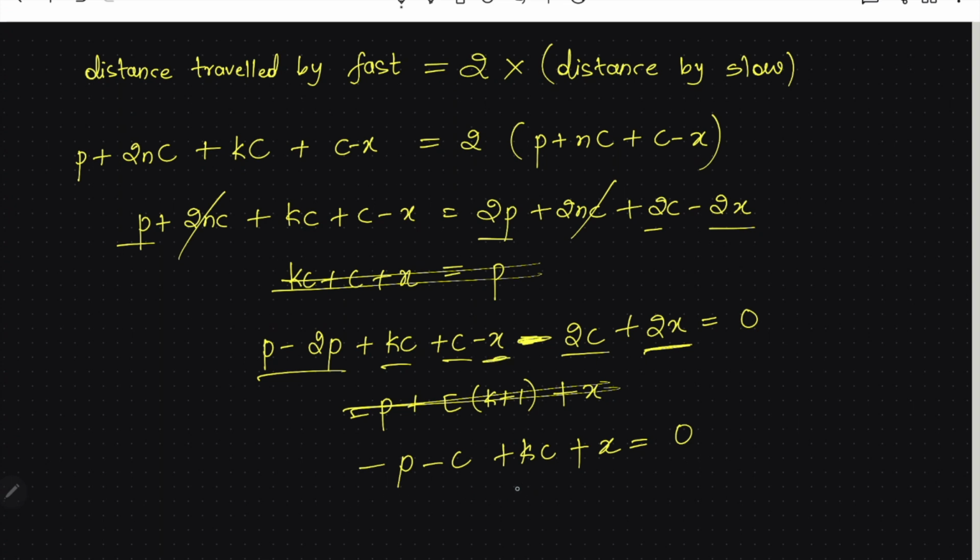And now if we can simplify this thing, if we move the p to the right side, then it becomes p equals x plus c times k minus 1. So this is what we need to understand this equation further in terms of what is happening in terms of slow and fast pointer. So after simplifying this, we got this equation p equals x plus c times k minus 1.